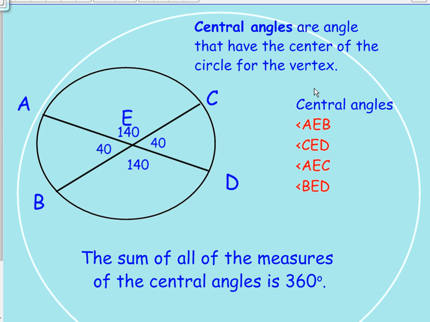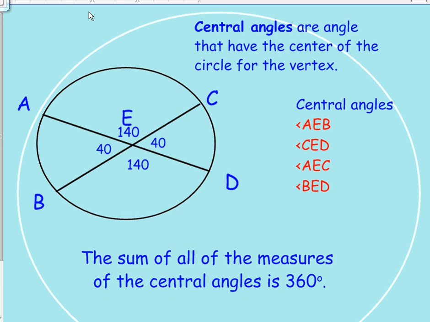This also goes into what we're talking about when we're talking about central angles. All right, so central angles are the angles that have the center of the circle for the vertex. For example, CED could be a central angle. All right, AEB, BED, all right, and AEC, which are all listed right here. The sum of all the measures of central angles will always be 360. So for example, the example I have right here is 40, 40, 140, 140, which equals 360.